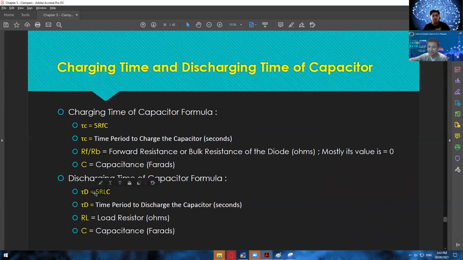My bad. Okay, so RL is the load resistor or load resistance. RL is this one, and then C is for the capacitance. I should have put a bracket or multiplication here so it isn't confusing that this one is resistance and this one is inductance. Anyway, TD is the time period to discharge the capacitor in seconds. And then RL, you know that, and then C, you also know this one.